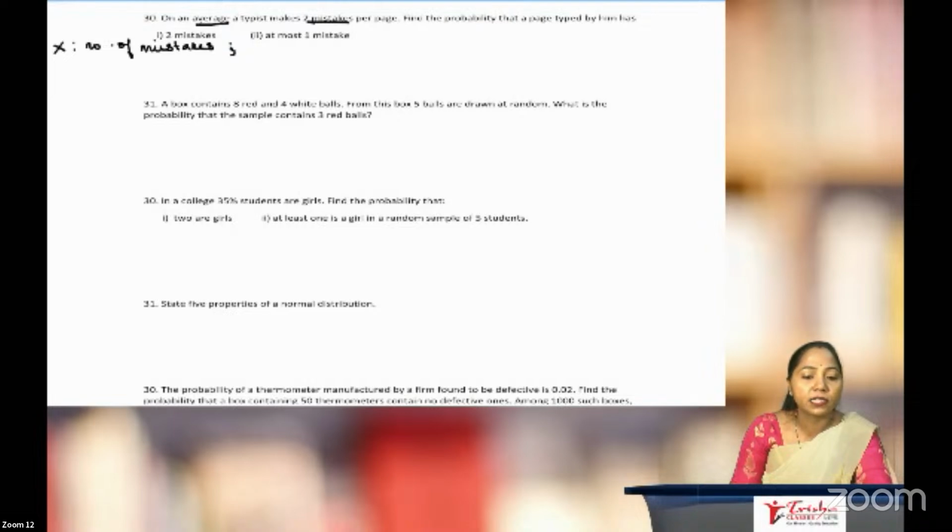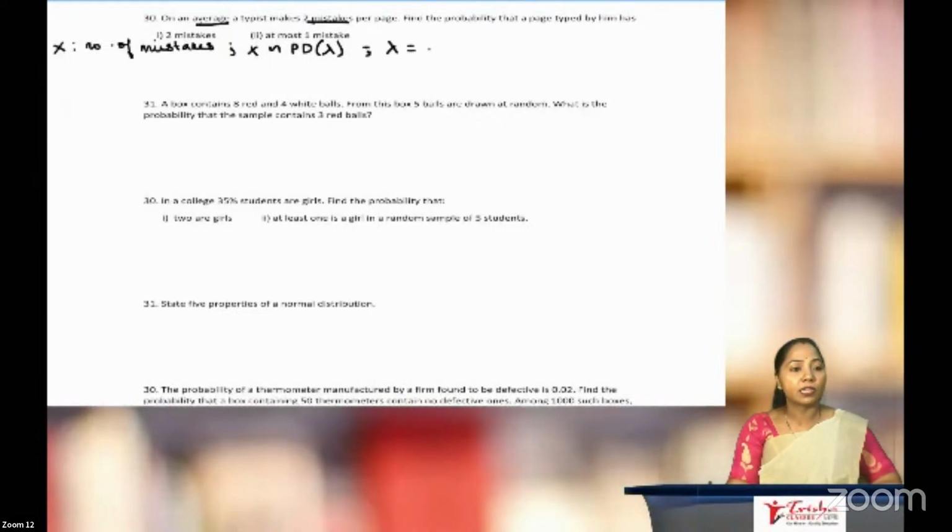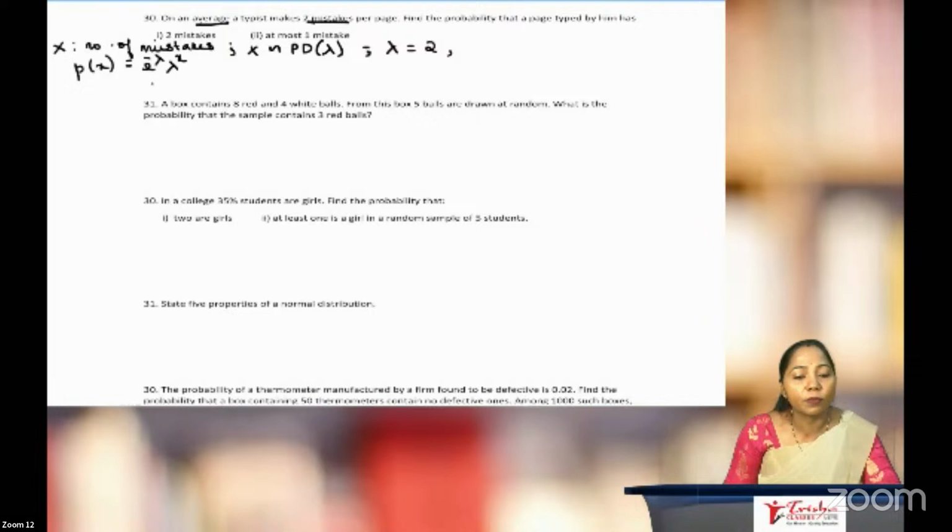So this x follows Poisson distribution with one parameter, that is lambda, and lambda is the average number of mistakes in this case, or mean mistakes. What is the average number of mistakes given? On an average, 2 mistakes. So lambda will be 2. So we write the mass function e to the power minus lambda, lambda to the power x by x factorial, where x can be 0 mistake, 1 mistake, 2 mistakes. It can be any number of mistakes.